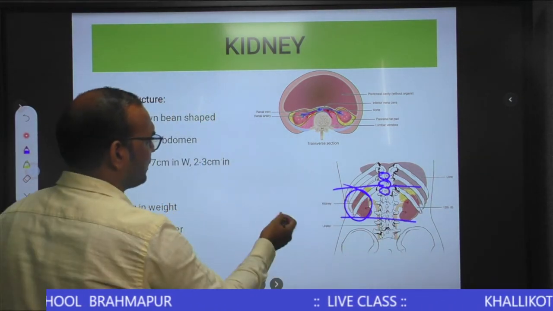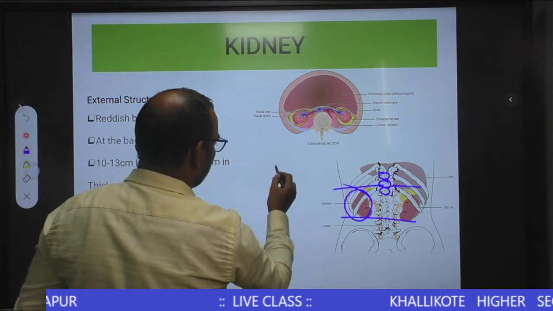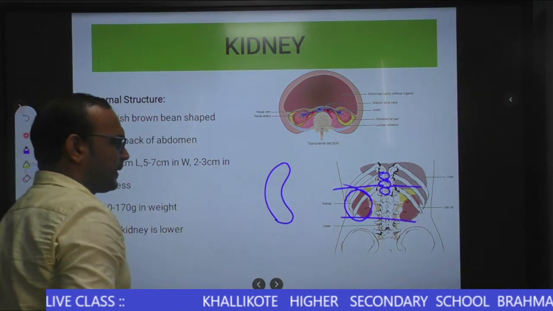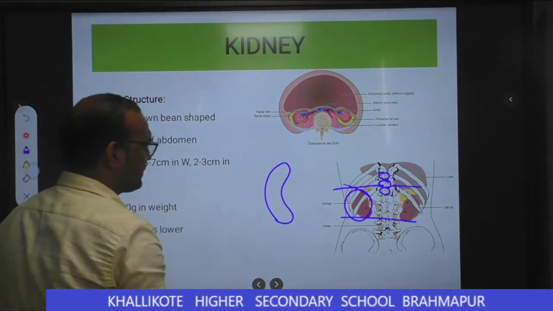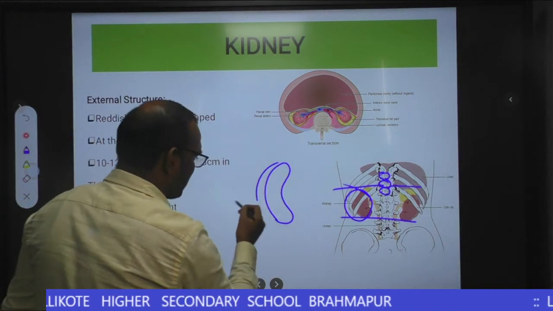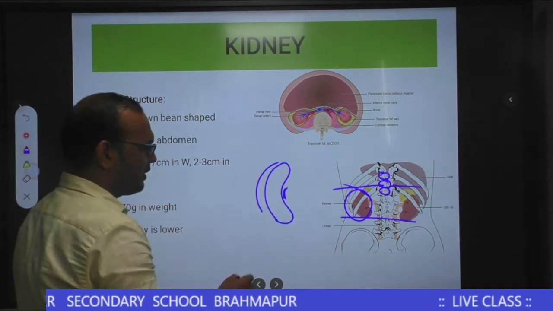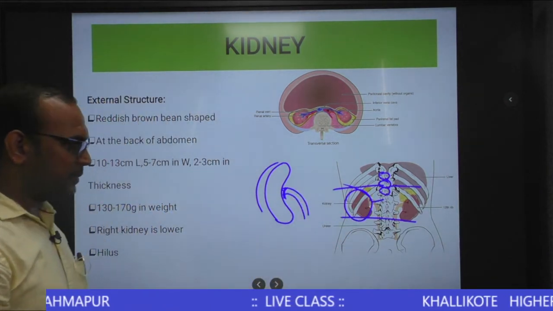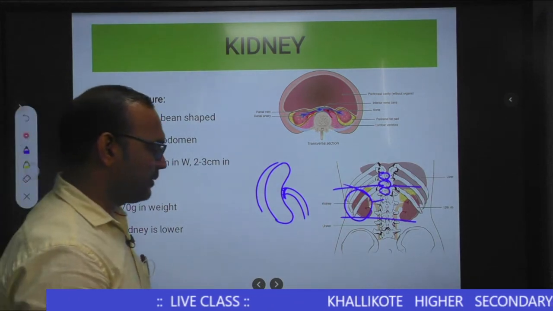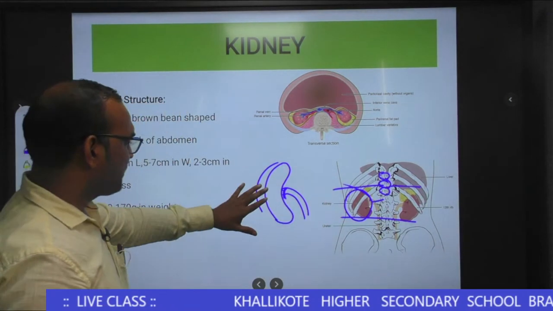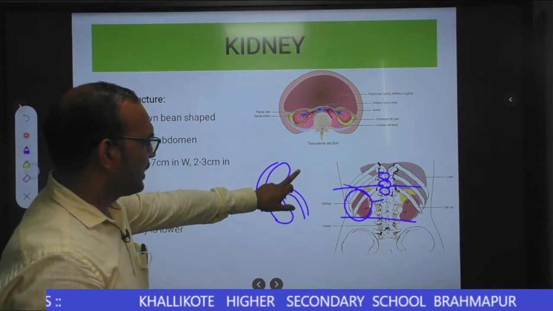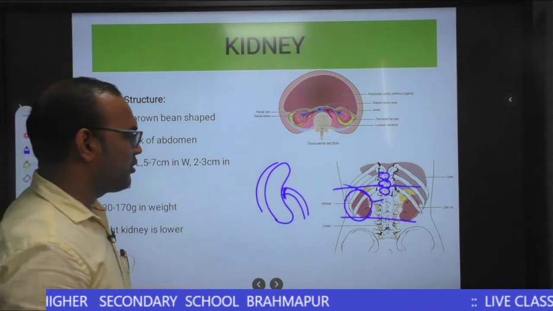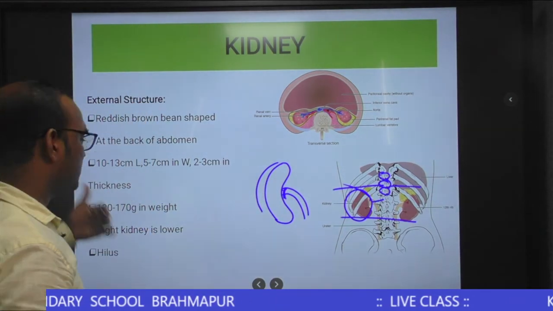And how does it look? Also see this transverse section, where we can see better. This is the kidney structure, and this part is the convex part, and this part is the concave part. From here the ureter will originate. So this is the convex structure. This depression, the concavity, is also called the hilus.